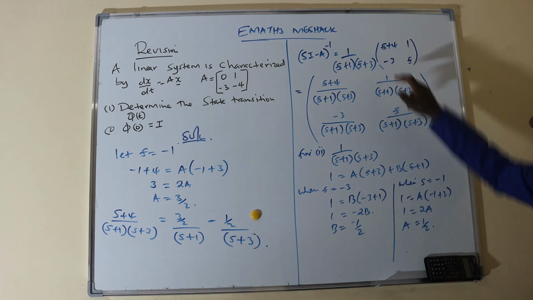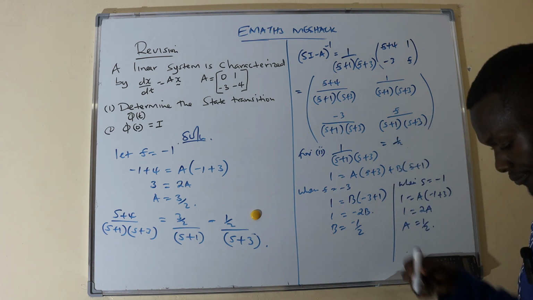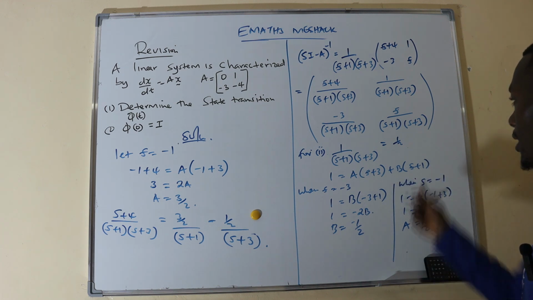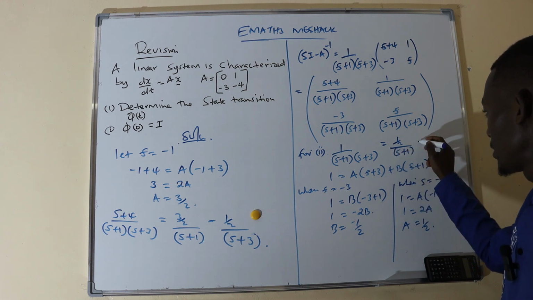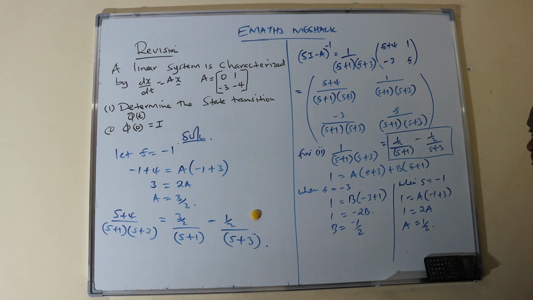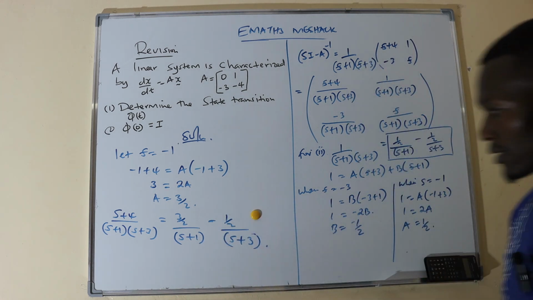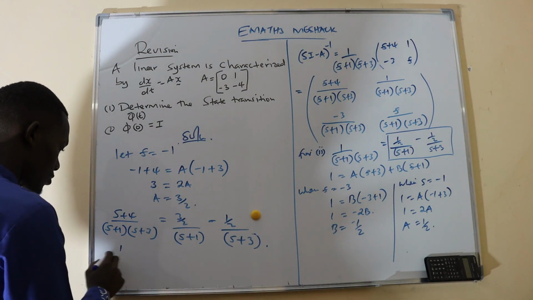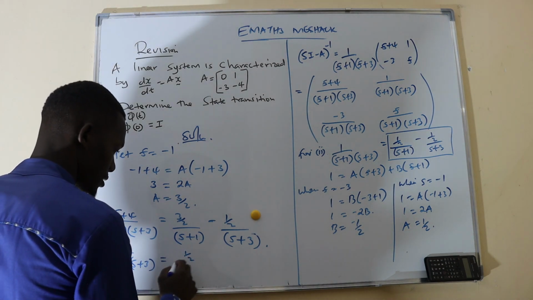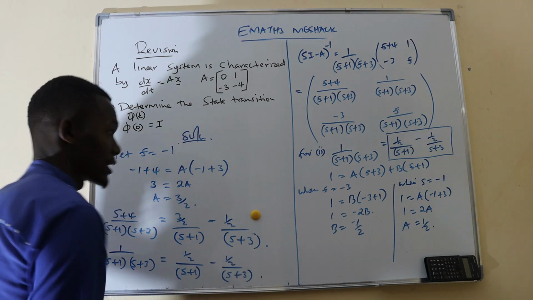Now, rewriting this term here. Our A value is a half, so we have a half over S plus 1, then minus a half over S plus 3. So that is our second term. For the first one we have this, for the second we have this. Let me write it here, actually. We shall have 1 over (S plus 1)(S plus 3) equals a half over S plus 1, minus a half over S plus 3. So that is for the second.